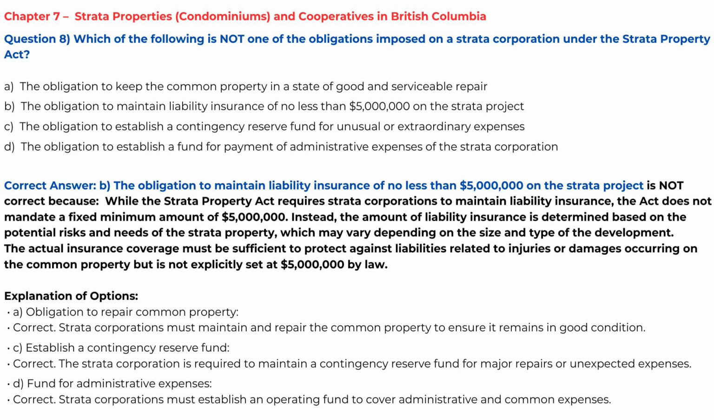Explanation of options. A. Obligation to repair common property. Correct. Strata corporations must maintain and repair the common property to ensure it remains in good condition. C. Establish a contingency reserve fund. Correct. The strata corporation is required to maintain a contingency reserve fund for major repairs or unexpected expenses. D. Fund for administrative expenses. Correct. Strata corporations must establish an operating fund to cover administrative and common expenses.